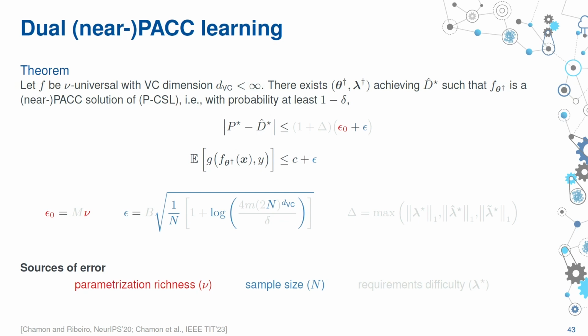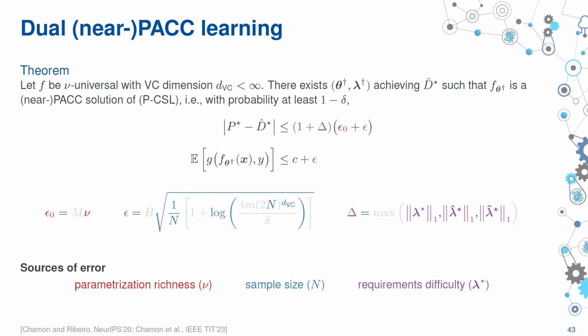Now, finally, the most interesting aspect of this result is the appearance of this lambda, which is the one norm of the optimal Lagrange multiplier. And that's something that you should have expected to be there because that's what characterizes the requirements difficulty. In the counterexample that I showed you for PAC-C learnability, what fails is that this Lagrange multiplier can be very large. I mean, it can be infinite, and that's the reason why we don't have PAC learnability implying PAC-C learnability.